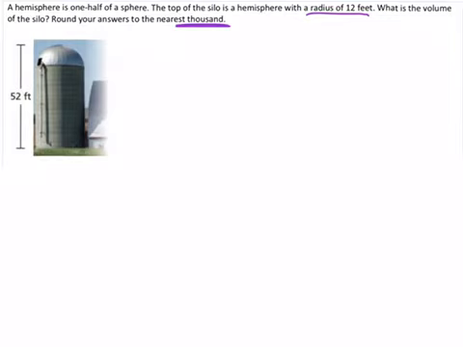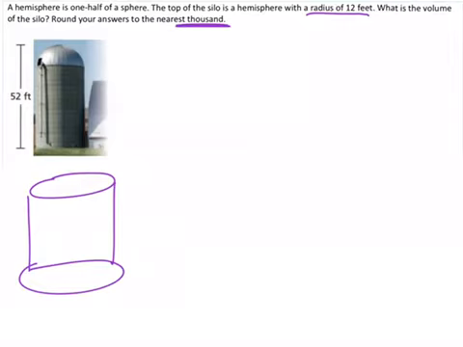So this silo actually has two things. The first is a cylinder, okay? And then we have this hemisphere, so that's 1/2 of a sphere. So I'm kind of separating them out. Now they said that the radius of this hemisphere is 12 feet, okay? So I'm going to kind of label that. I know it's not drawn very well.